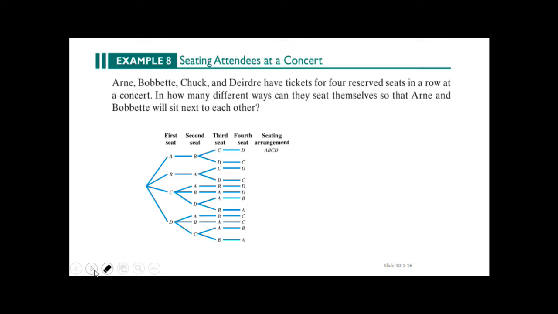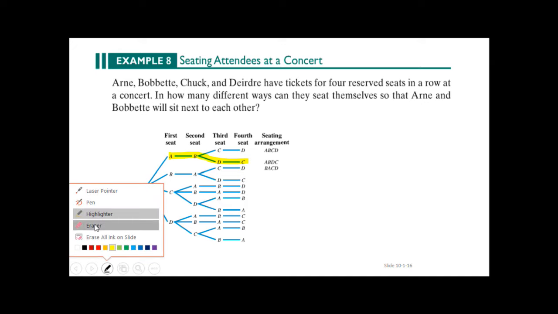All right, now let's highlight the next one. So again, I'm highlighting from the end just because it's easier to keep track that way, but you read from left to right. So this one has A in the first seat, B in the second seat, D in the third seat, and C in the fourth seat. Okay, the third one would be B, A, C, D. Let's highlight that one.